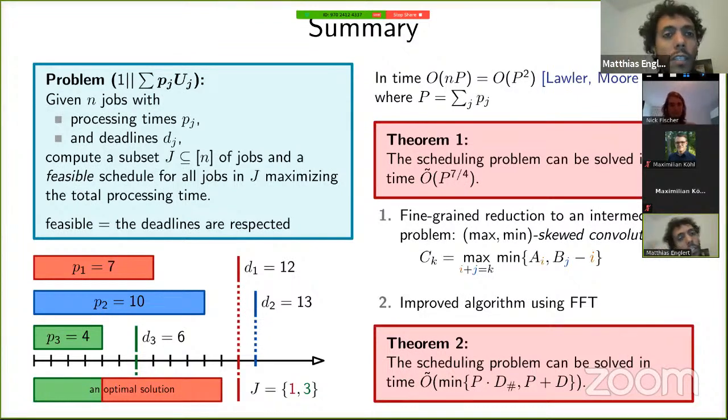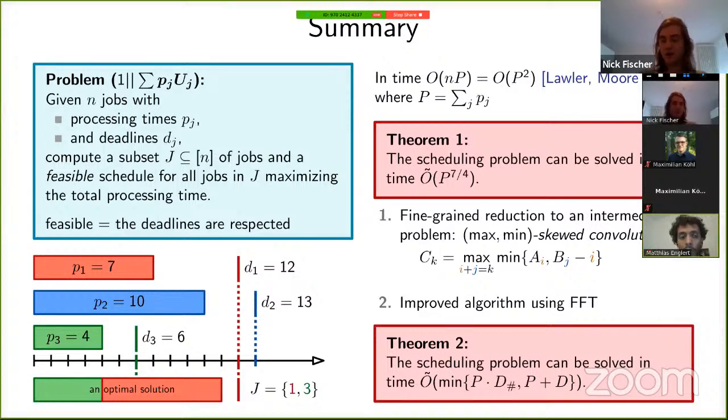Can you generalize this to multiple machines? I mean, this is only for one machine, right? Right, that's a good question. The second algorithm can actually be generalized in a nice way. For the first one, we're not so sure, but it would be very nice. I haven't spent too much time thinking about this, but of course, you have to open up this fine-grained reduction to the intermediate problem and find out what would be the appropriate intermediate problem then. And I would guess it gets a little messy.